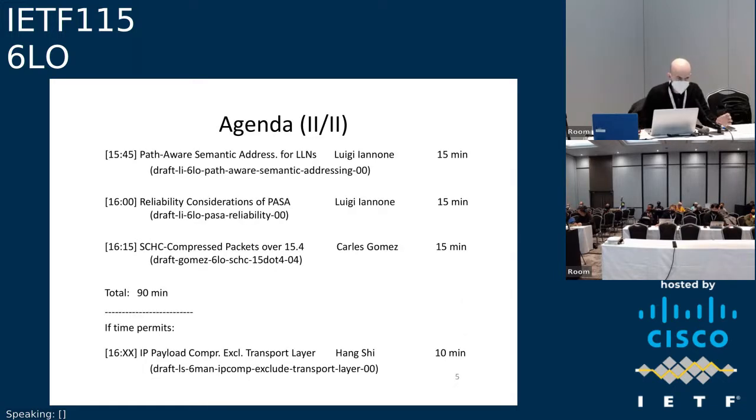Then there will be another set of two presentations. You may recall that in August, we had a call for working group adoption on the document that was known as Native Short Address, NSA. So there was a lot of discussion then, and the authors have updated the documents, and now they have been renamed as Path-Aware Semantic Addressing, PASA. So there will be a presentation on the base draft and also the companion reliability considerations draft, both presentations given by Luigi. Then I will present the update of the draft on transmission of SHIC complex packets over 15.4 networks.